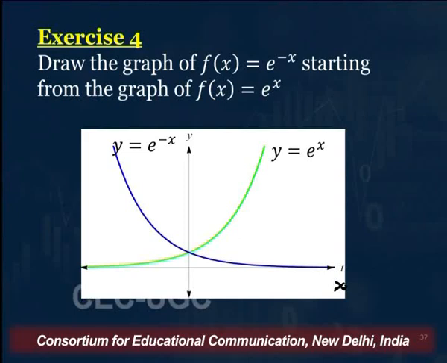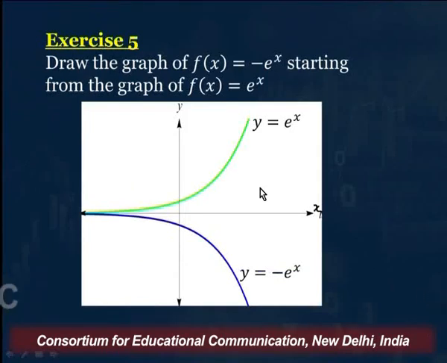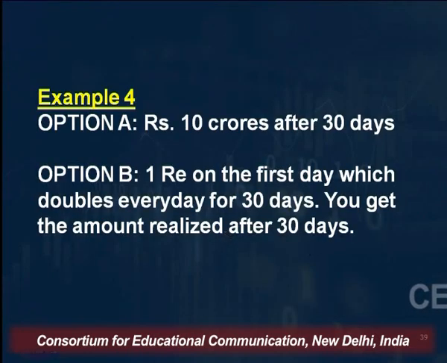You can do these exercises on your own. How would you draw the graph of e to the power minus x, starting from the graph of e to the power x? As you can see here, this is just a reflection of the graph on the other side of the y-axis. Similarly, how would you get the graph of minus e to the power x, starting from e to the power x? That is also a reflection, but now on the other side of the x-axis. You can try these questions.